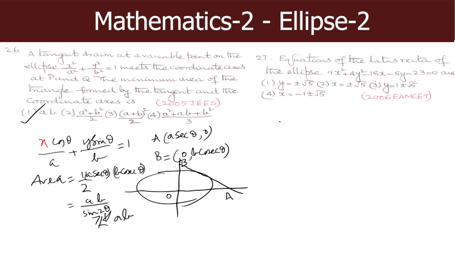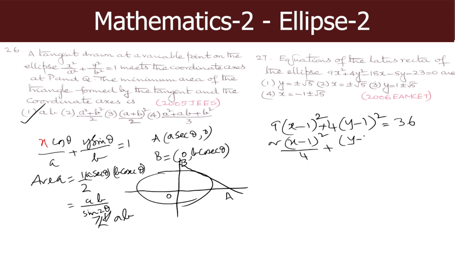9 times (x minus 1) whole square plus 4 times (y minus 1) whole square is equal to 36, or (x minus 1) whole square by 4 plus (y minus 1) whole square by 9 equal to 1, or x square by 4 plus y square by 9 equal to 1. With respect to (1, 1) as origin, if you translate the axis, the ellipse equation becomes x square by 4 plus y square by 9 equal to 1.